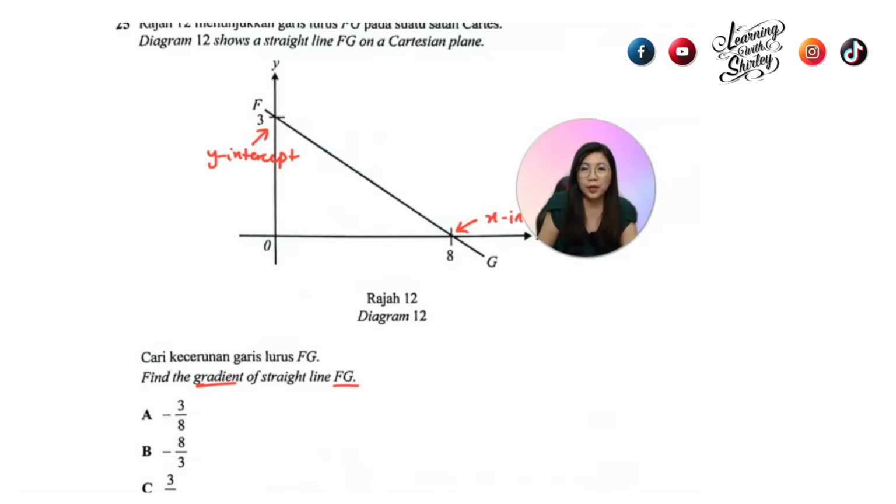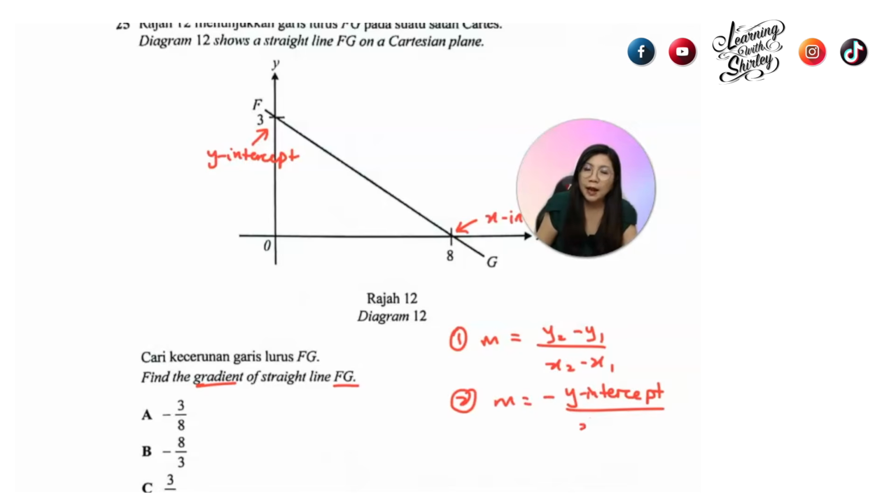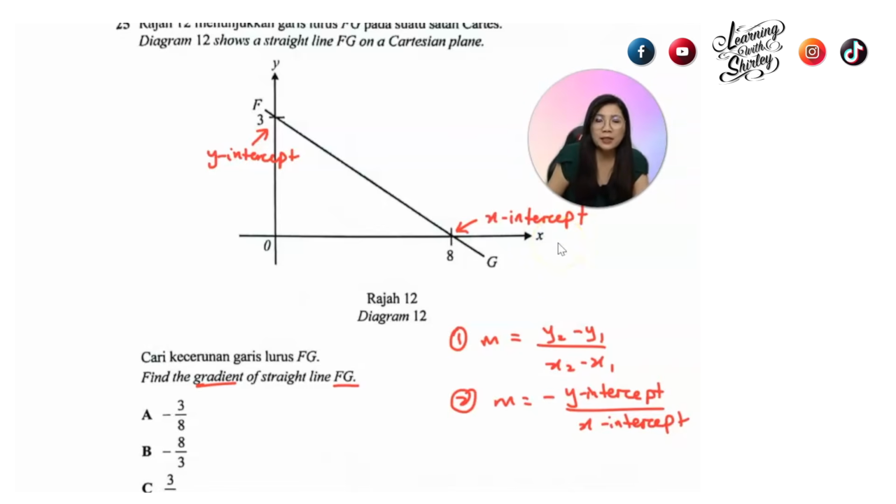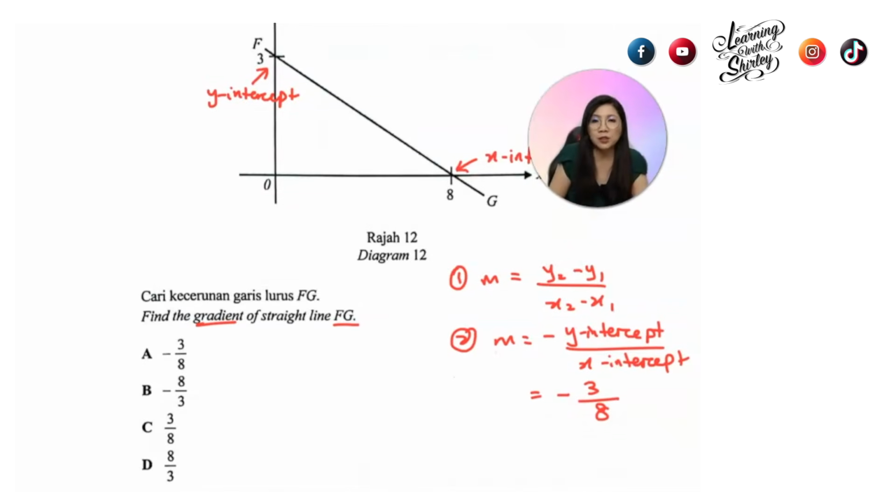So here we actually have two ways. One is by using m equals y2 minus y1 over x2 minus x1. But here they give you intercepts, so we're going to use the intercept way. Whenever they give you intercepts, you use negative y-intercept over x-intercept. I'm going to use this, that will be easier. So equals negative y-intercept is 3, x-intercept is 8. So let's look at the options A, B, C, D. So the answer is A.